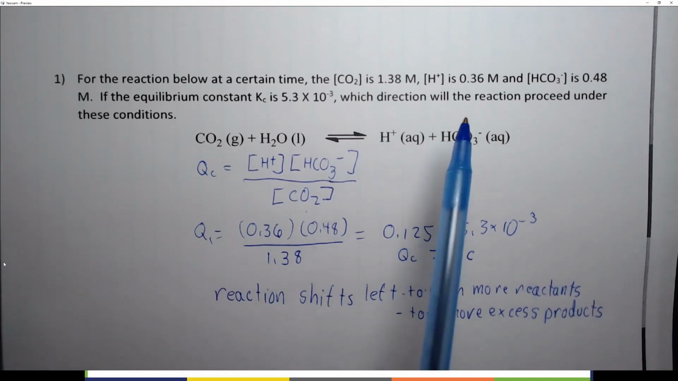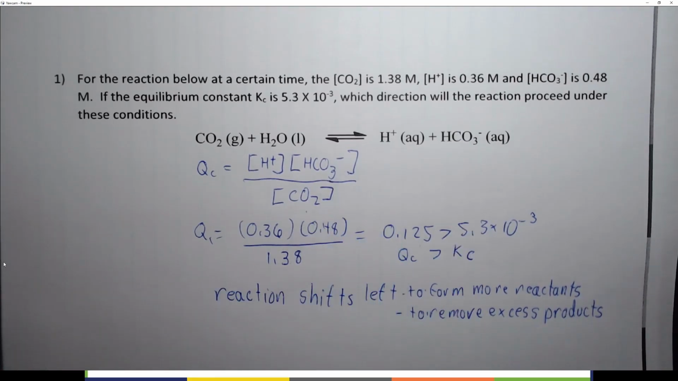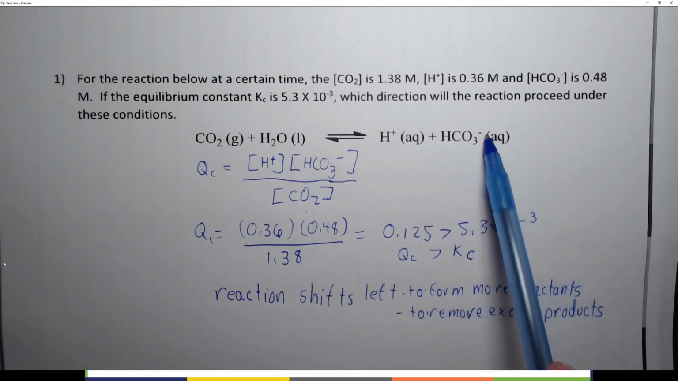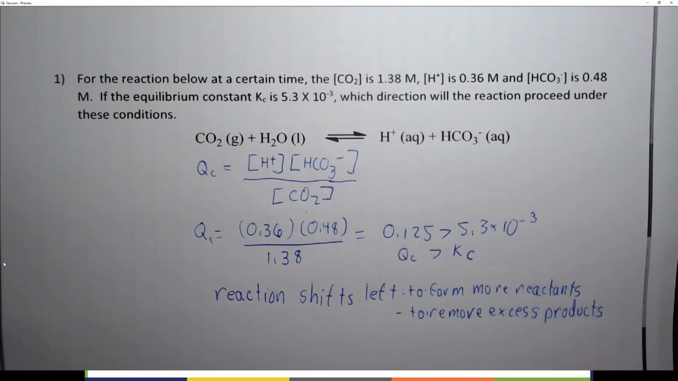Right now the reaction isn't at equilibrium. The reaction wants to be at equilibrium, and it's not because it has excess products, and therefore the only way it has to get rid of those products is to convert those products back into reactants.